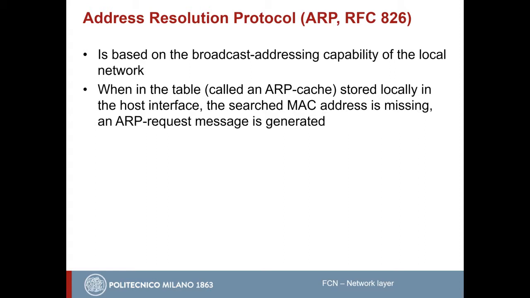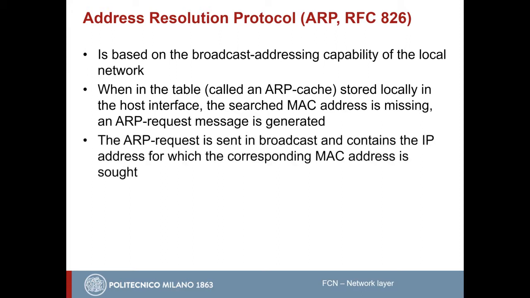So the ARP table, which is basically a cache, stores IP addresses and corresponding MAC addresses. And when the IP interface has to send an IP packet to an IP address which does not appear in the current set of entries of its own ARP cache, then this interface starts to send an ARP request message. So the interface starts an ARP protocol session.